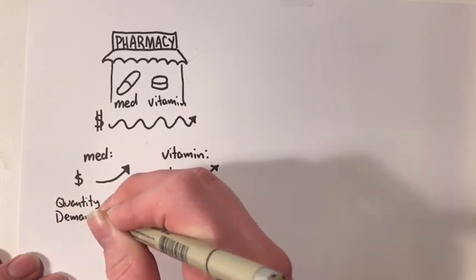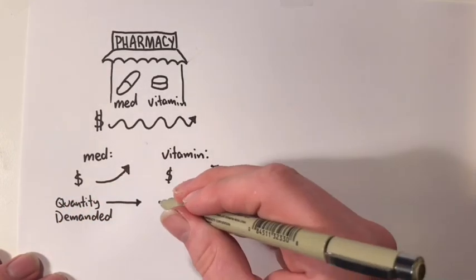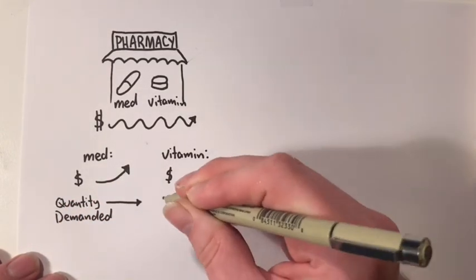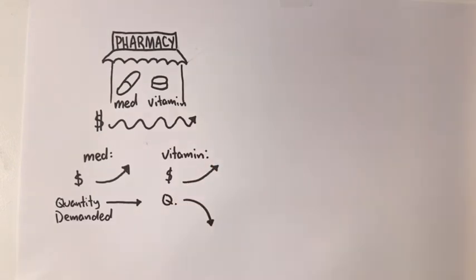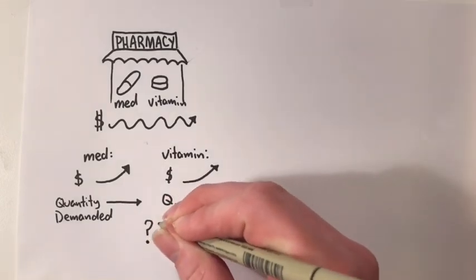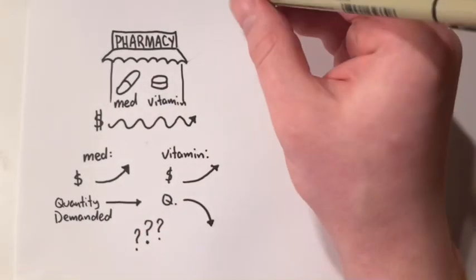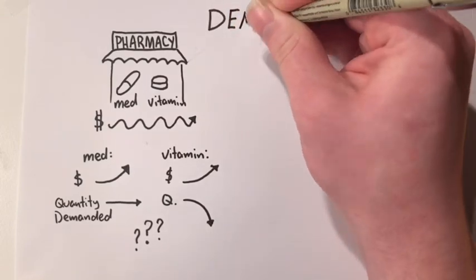These changes in price have an effect on the quantity I buy. When the price increased on my vitamins, the quantity I bought decreased dramatically. But when the price increased on my medications, I bought about the same amount. Why is the quantity I buy affected differently by these price changes?